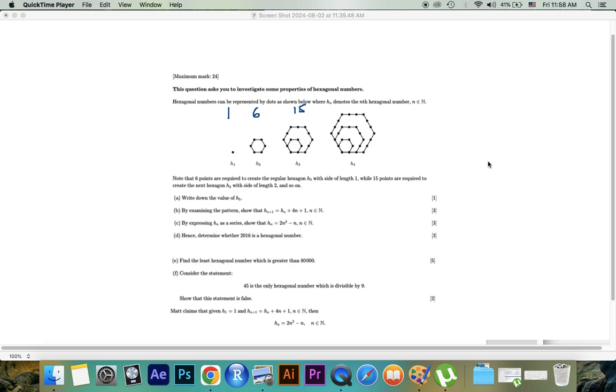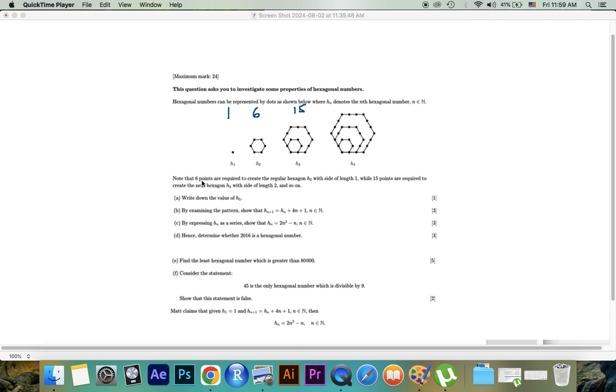So this is the question that was sent. This question asks you to investigate some properties of hexagonal numbers. Hexagonal numbers can be represented as dots, as shown below, where h of n denotes the nth hexagonal number. n belongs to N. That means n belongs to natural numbers. What are natural numbers? They start with 1, 2, 3, 4, like that, right?